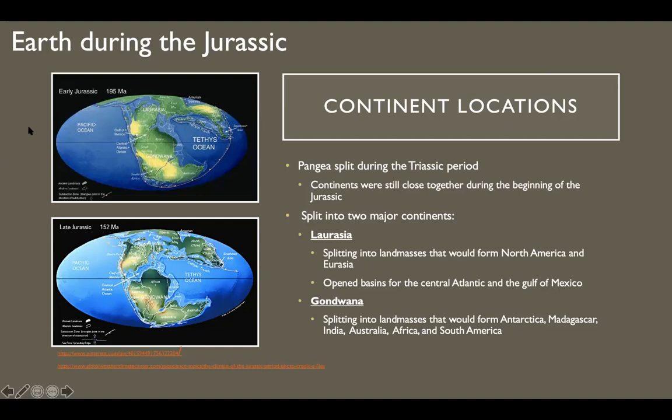So you can see these images here. Here's the early Jurassic, where the continents are splitting. Here's Laurasia and Gondwana. They're splitting, but they're still really close together. If you see in the late Jurassic, they're splitting and they're a lot farther apart. And here's Gondwana and here's Laurasia again.